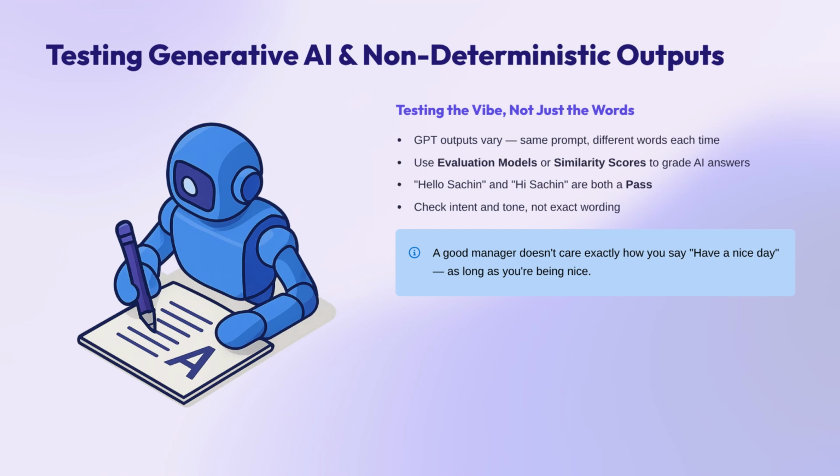When you use GPT to write a polite email, it might use different words today than it did yesterday. You can't use a simple rule to check every single word. Instead, you use another AI to grade the first AI.